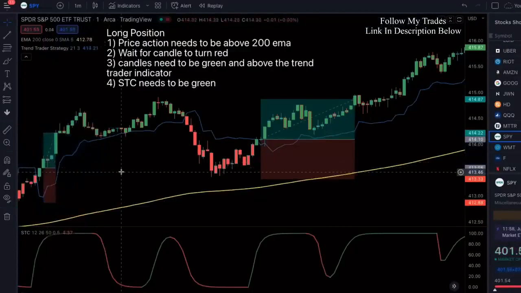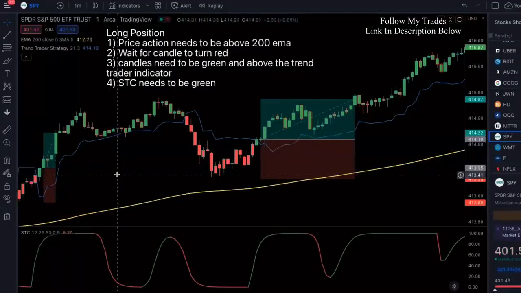This would have hit take profit in just a few minutes, right? Just like 4 minutes. This would have hit take profit at a 1-to-1 ratio.